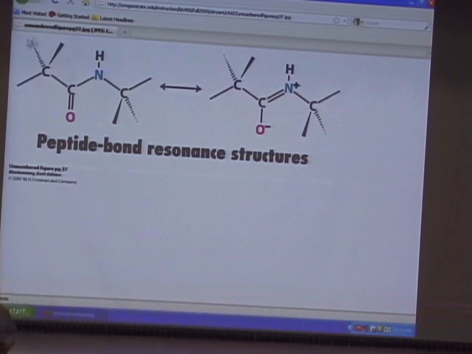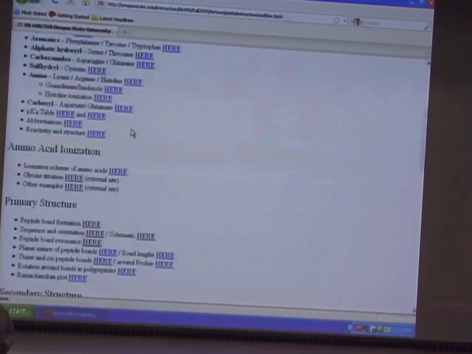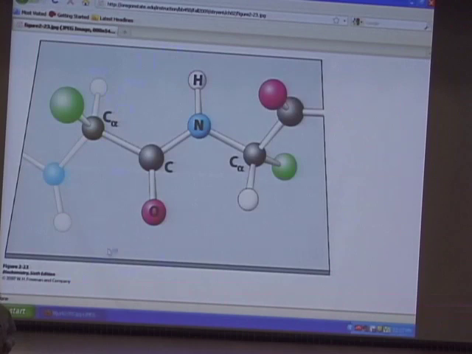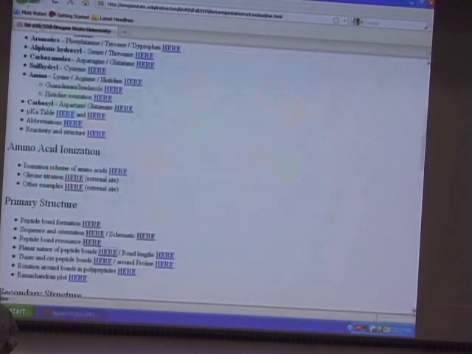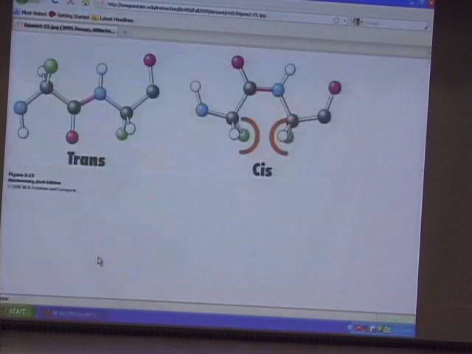Now the next figure I'm going to show you will hopefully show you that, and that corresponds to, not that one. Here. Here is a trans configuration where we orient the alpha carbon down and up around that peptide bond. Okay. Here is what it looks like if we put it in the cis configuration.